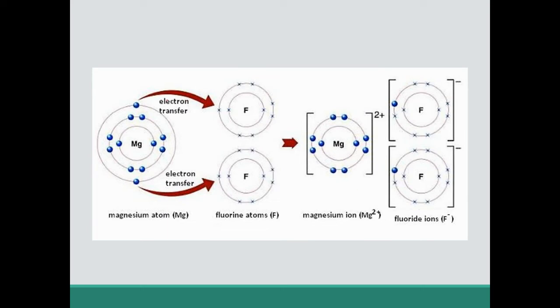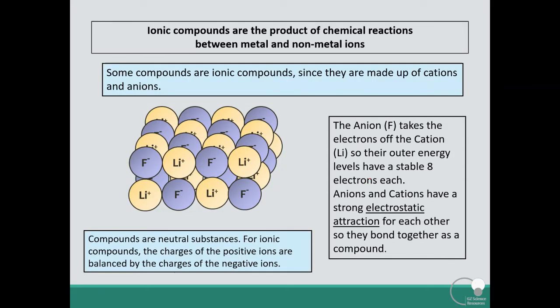In this electron transfer, magnesium loses 2 electrons and gives one to this fluorine atom and one to this fluorine atom. So the ratio is going to be 1 to 2. One magnesium atom will bond with 2 fluorine atoms to make magnesium ions and fluoride ions. That's where you get the ratios. This bonding holds it together, the attraction between the positive ions and the negative ions.